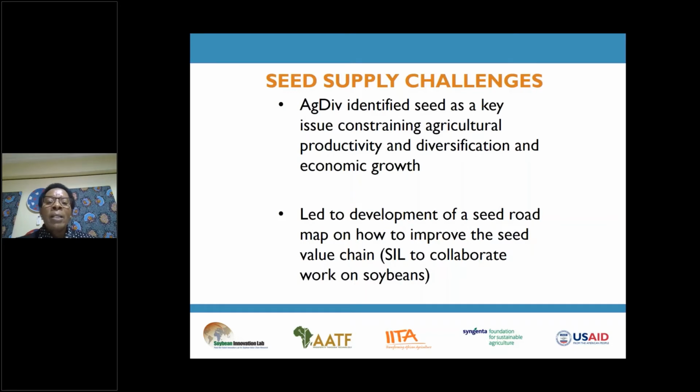We realized seed as a key constraint to agricultural productivity and diversification in Malawi, and that prompted us to seek support from various players who have the technical knowledge and the capacity to move things to get seed on the market. And this is how AgDiv partnered with the Soybean Innovation Lab to collaborate research on soybeans in Malawi. Next slide, please.